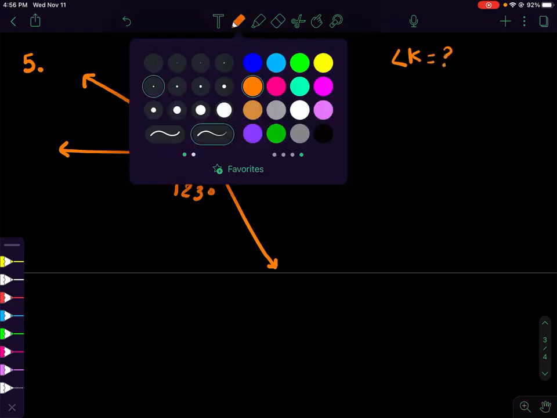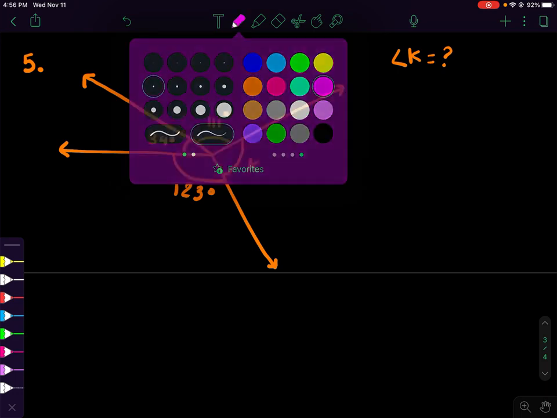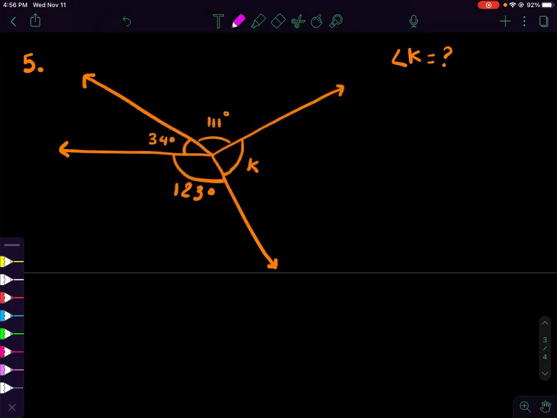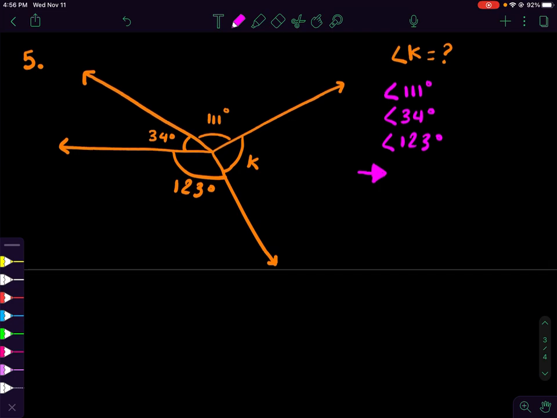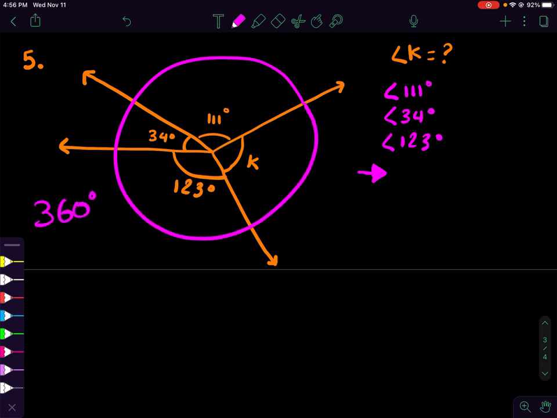I'm going to write down our givens. What's given in this question? There's no name for the lines or the points, which is okay. So when we don't get the names, I'm just going to write down the things that we know and we have. So we have angle 111 degrees, we have 34 degrees, we have 123 degrees. What else do we know? Another piece of information is that the total amount of the angles from here to here is 360 degrees.